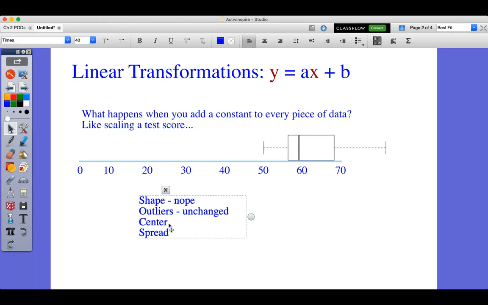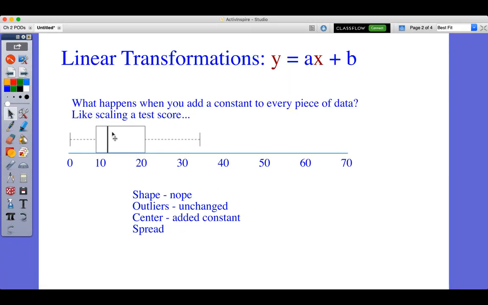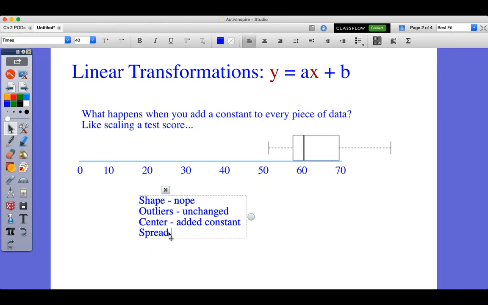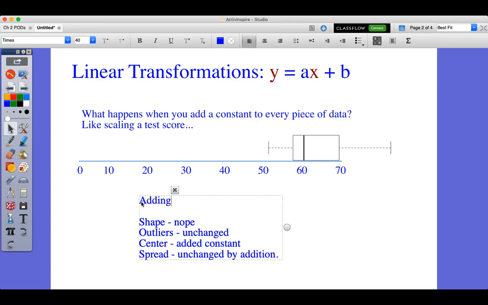Did the center change? Yeah, it added the constant. So whatever constant I added to it, right? Instead of the center being back here at about 10 or 12, when I add 50 to everything, now it's at about 60 or 62, okay? And so everything changes in a very predictable manner, all right? How about the spread? Did my data get more spread out when I added something? Nope, it's unchanged by addition, okay? And so that's what happens when we add a constant. So this is what happens under adding a constant.